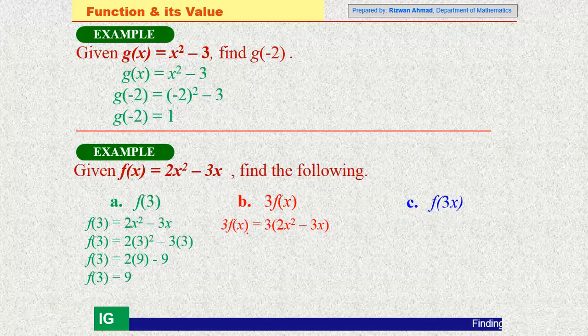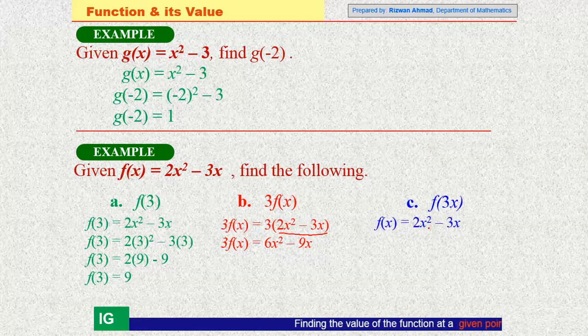Now the second one, 3 into f(x) means 3 times the f(x), and f(x) is 2x squared minus 3x. Now we will multiply it inside and we will get 6x squared minus 9x. So 3 into f(x) is 6x squared minus 9x.